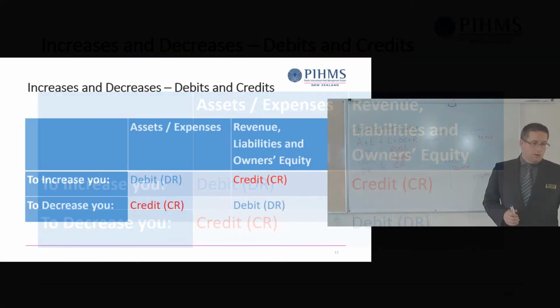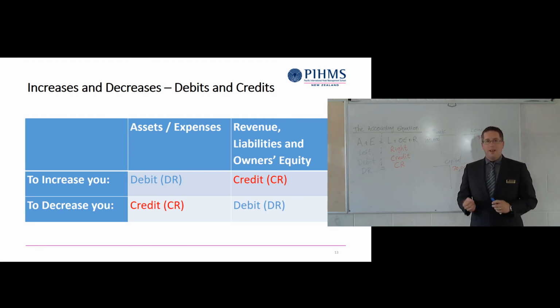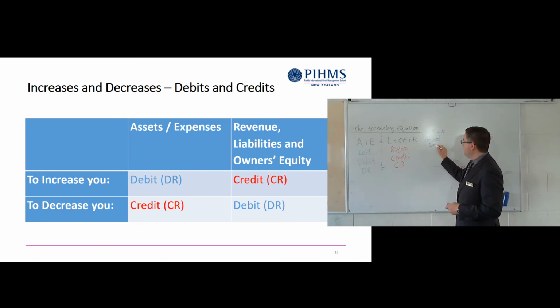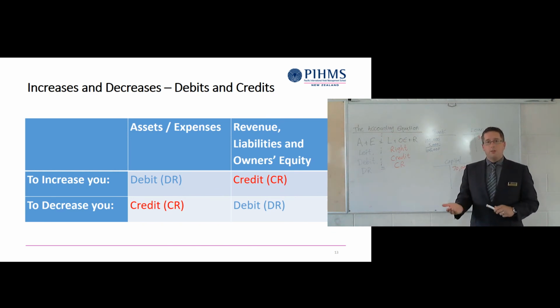So I'll just quickly show you an illustration. So for an asset, if you want to increase the asset, so you line up assets and increase, where does it intersect? Well, you need a debit. So for example, if we receive $5,000 from a customer in sales, we put it into our bank account. The bank account goes up. Then it is a debit because it's an asset going up.